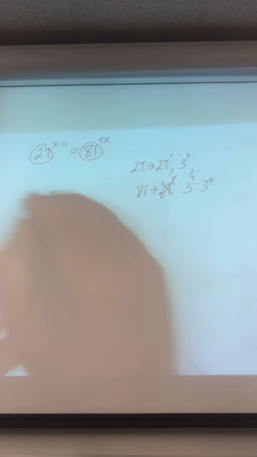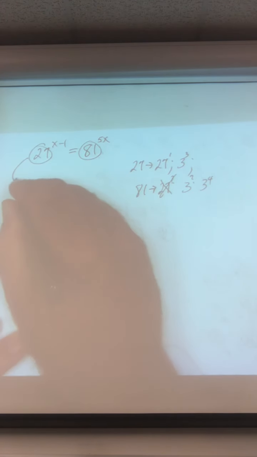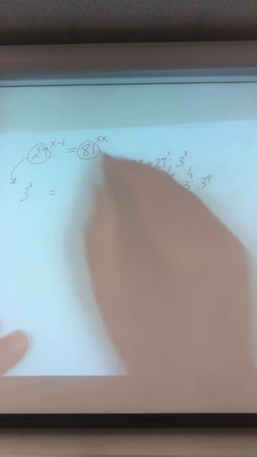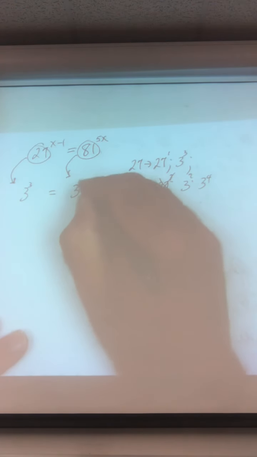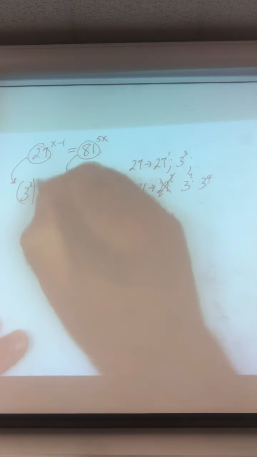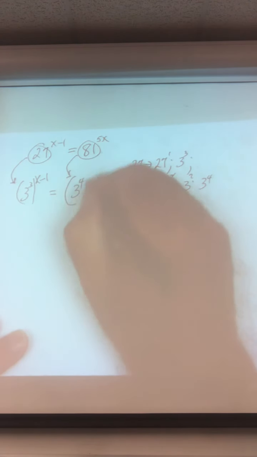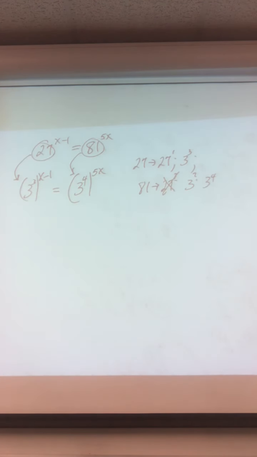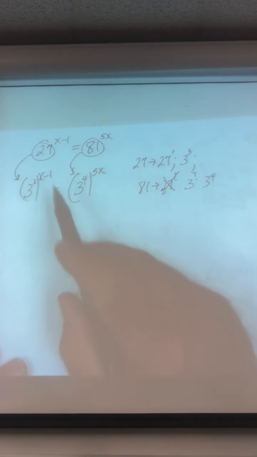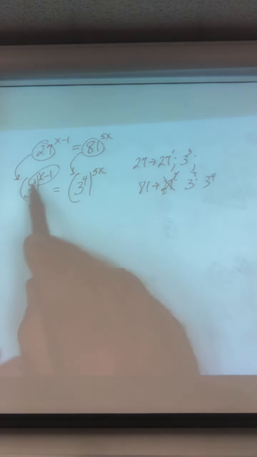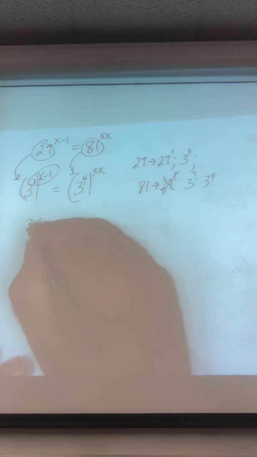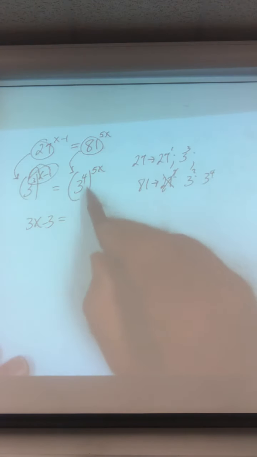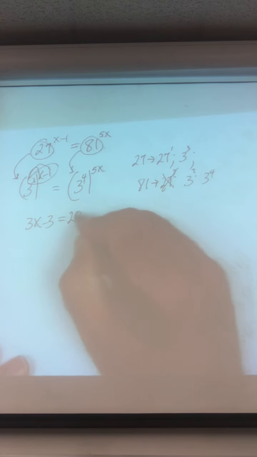So, come back to the problem. 27 is 3 to the 3rd. 81 is 3 to the 4th. But you have to put the powers back. Now, what do you do when you go from a power to another power? You multiply. Now be careful, when you multiply this, you don't get 3x minus 1, you get 3x minus 3. It's distributive property. Equals, and then 4 times 5x is 20x.